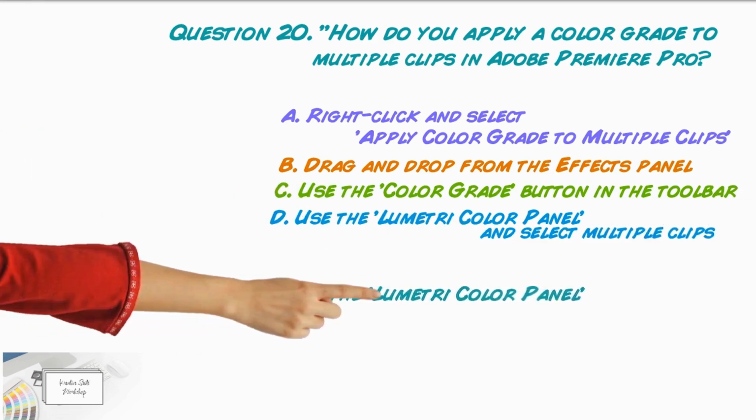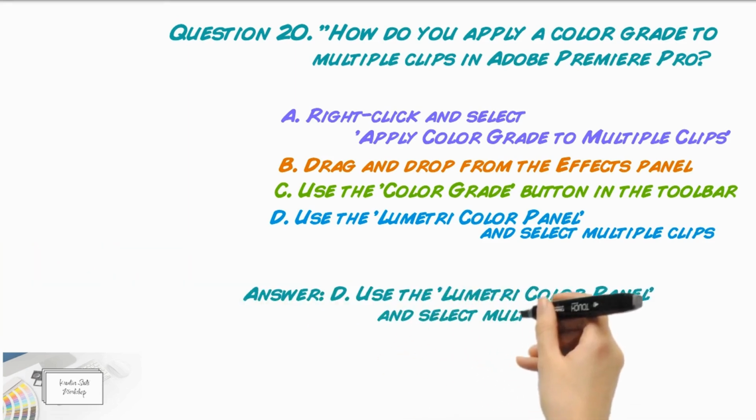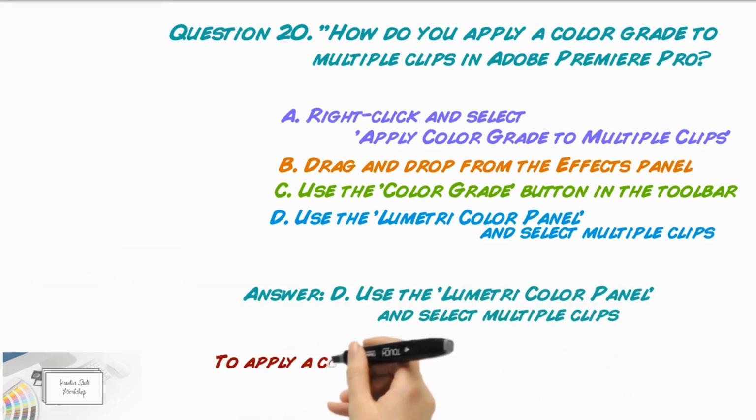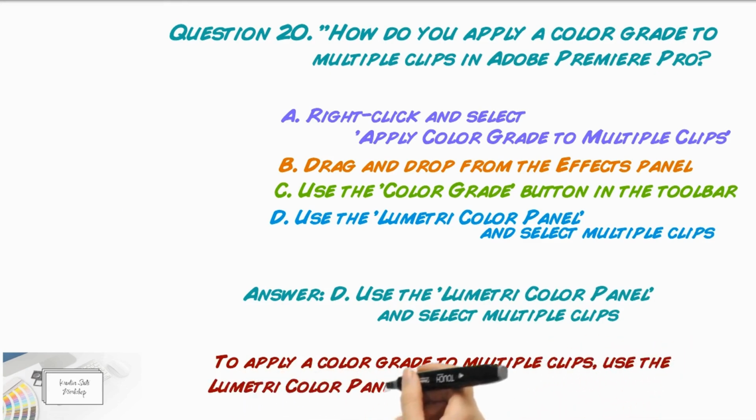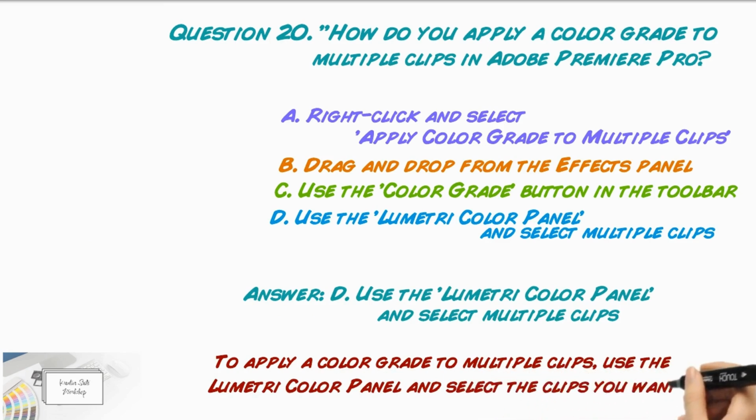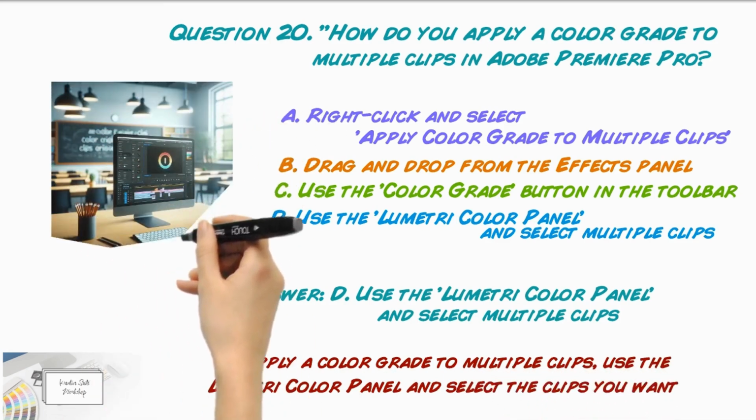Answer: D. Use the Lumetri color panel and select multiple clips. To apply a color grade to multiple clips, use the Lumetri color panel and select the clips you want to adjust.